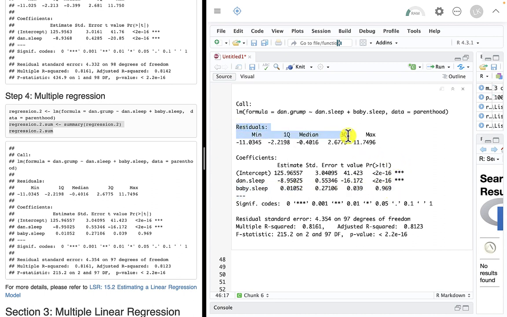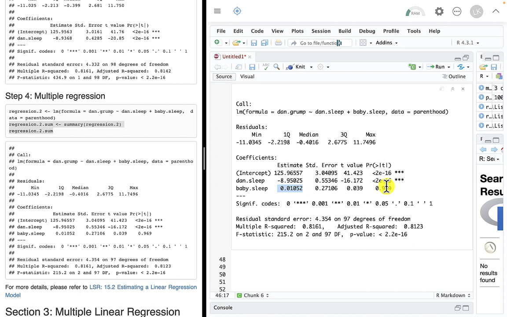Well, our residuals stay almost the same. We can see this looks fine. Our intercept stays very close to the same. Our coefficient on Dan.sleep stays very close to the same. And then we have baby.sleep, and its coefficient's really close to zero. But if we look, the p-value is huge. What does that mean? That means that the coefficient on baby.sleep is statistically insignificant, or is not significantly different from zero.